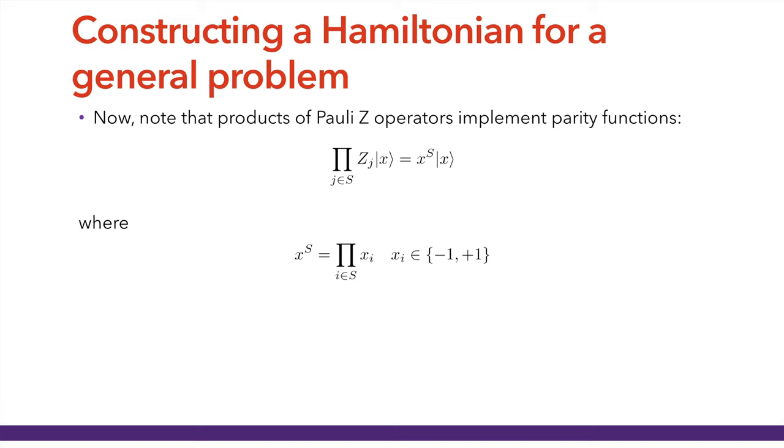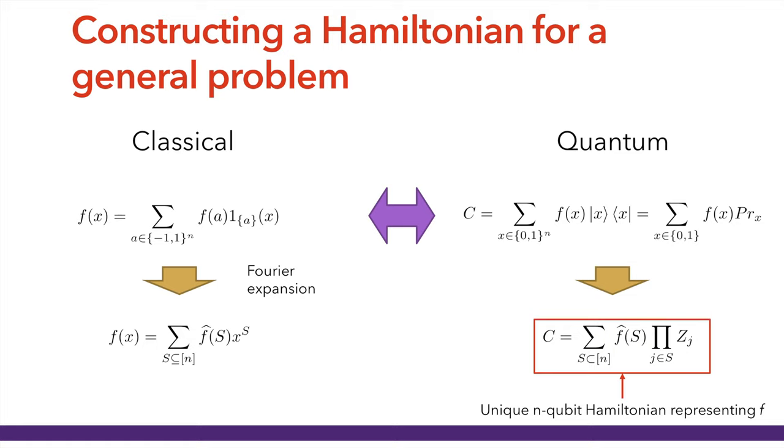So how does it happen on the quantum side? Well, what we note is that this x to the power of S, or parity function, is implemented exactly by products of Pauli Z operators. This is a trivial extension of the result I've shown you for max cut. You can easily check that it is indeed the product of x_i, where x_i is a binary variable, just because of the eigenvalues of Pauli Z being -1 and +1. So this gives us the ability to implement parity functions on a quantum computer. If we take the Fourier expansion of our classical Boolean function, plug in those Fourier coefficients, and replace the monomial x to the power of S with a product of Pauli Z operators, this gives us a unique n-qubit Hamiltonian representing function f.